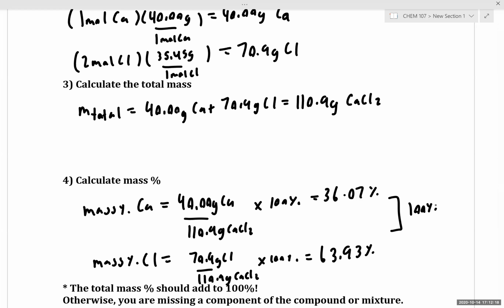Does this idea make sense to everyone? Does this idea make sense? Is everyone comfortable with calculating mass percent and mole percent? Any questions that I can address?